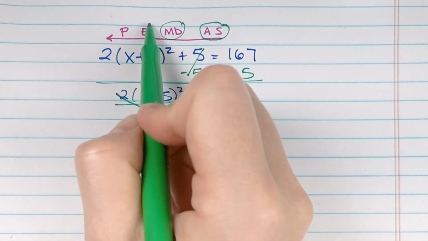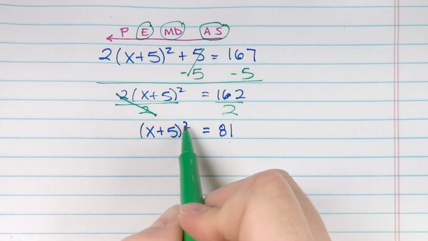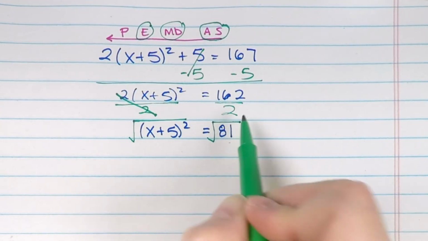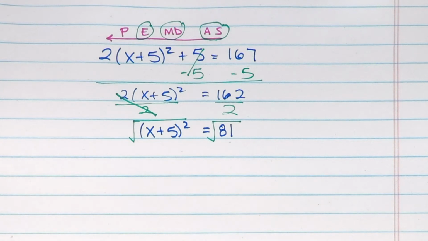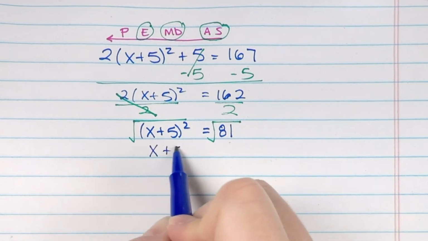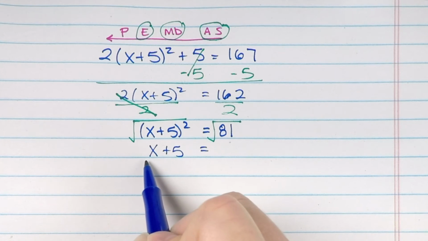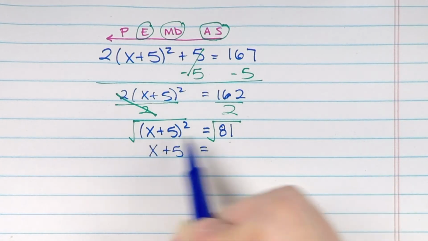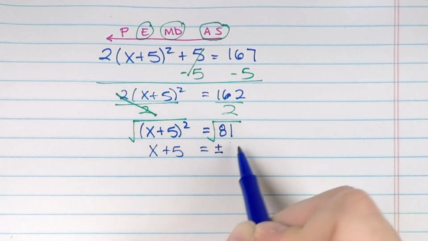Okay, my next step, I want to cancel out this exponent. So I want to cancel out the square, that means I'm going to square root both sides. Square and square root cancel. So I'm just left with this x plus 5, and since there's nothing left outside of these parentheses, we can drop those. And I'm square rooting both sides, so don't forget plus or minus, and the square root of 81 gives us 9.